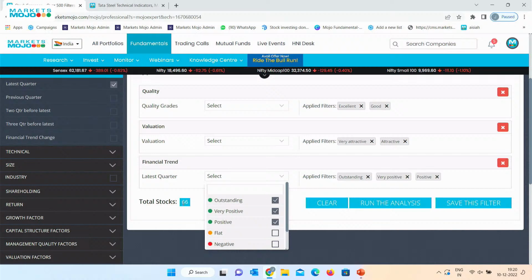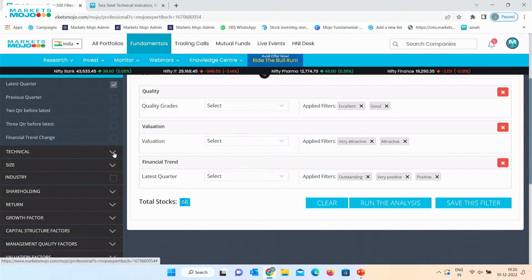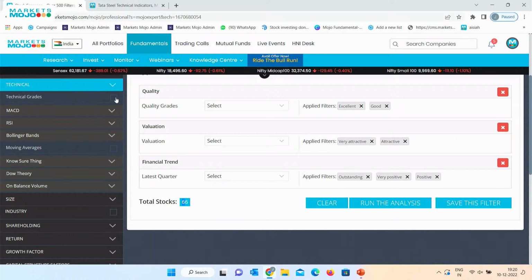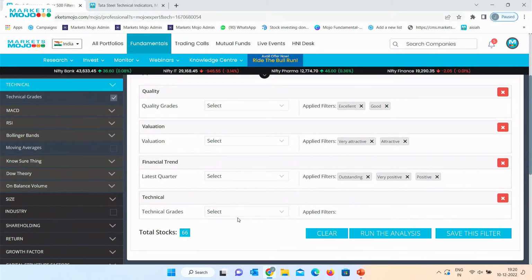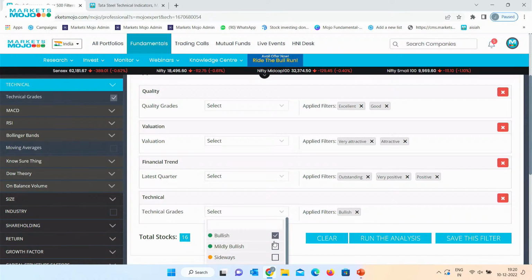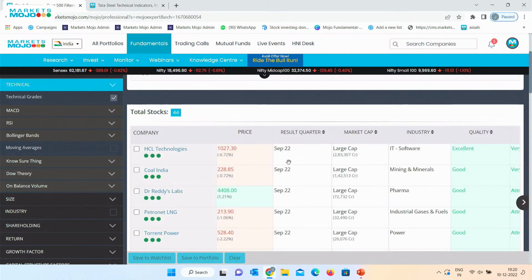You see, as I'm selecting, the number of companies are changing live. And technical, once again, you can look at the green dots, which is bullish and mildly bullish. Okay, so these are green companies, very good to invest in. You can see 44 stocks fall under this criteria where you can run the analysis, and these are your green dot companies, so HCL Tech, Coal India, so on and so forth.